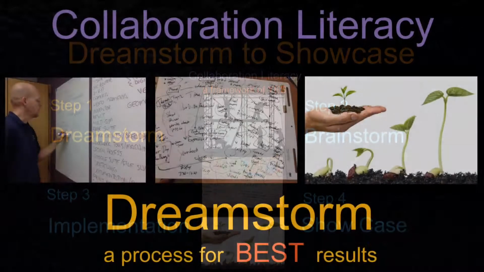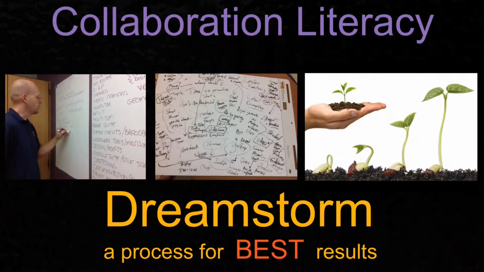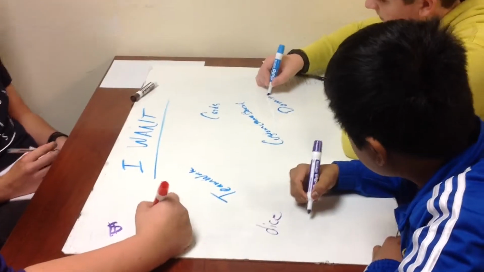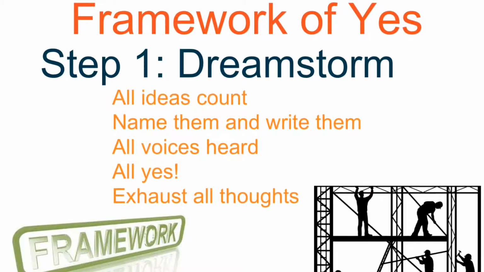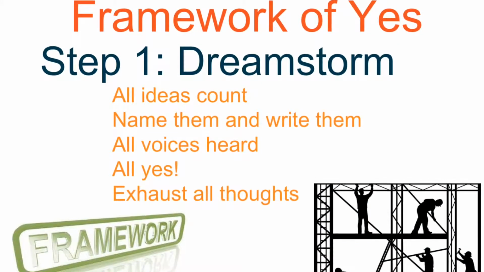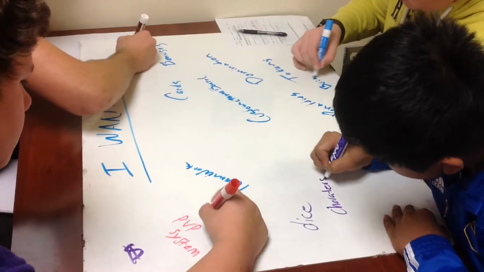Step 1, Dreamstorm. We will discuss the features of Part 1. All ideas count, name them and write them. All voices are heard. All yes all the time. All ideas are exhausted. In this scenario, each member is contributing to what they want to see as they are beginning to envision the project.